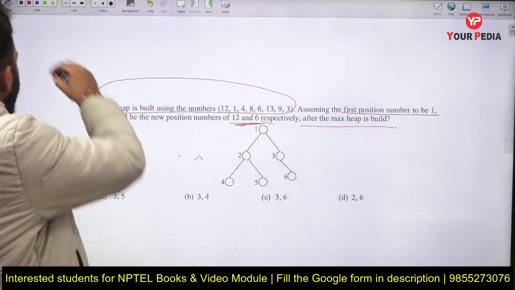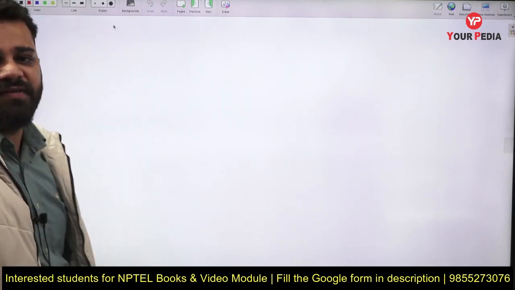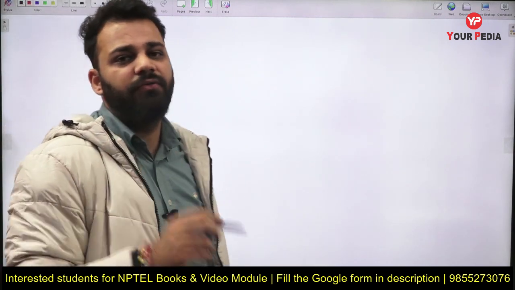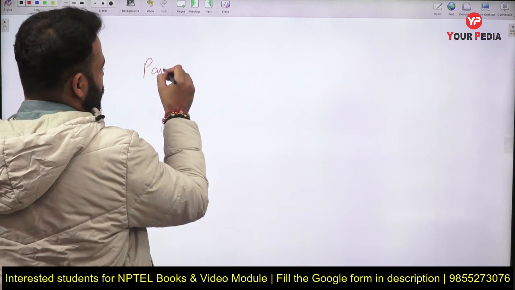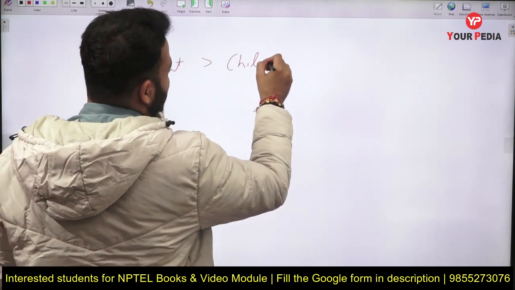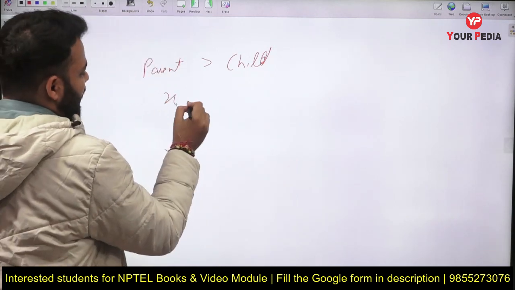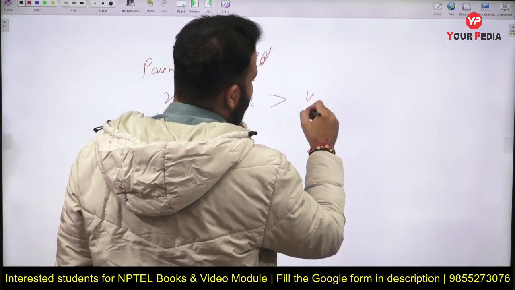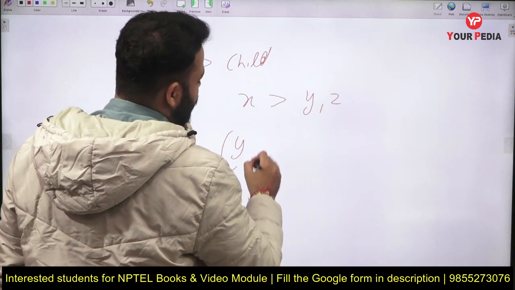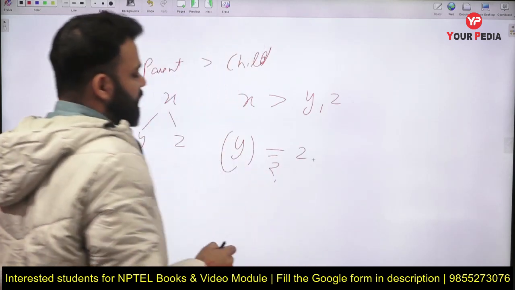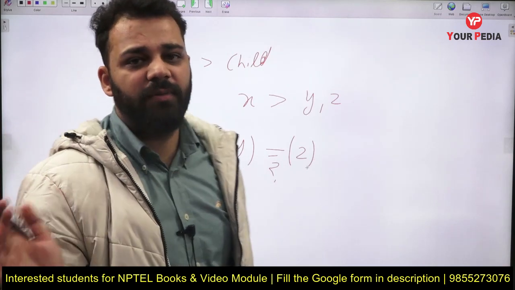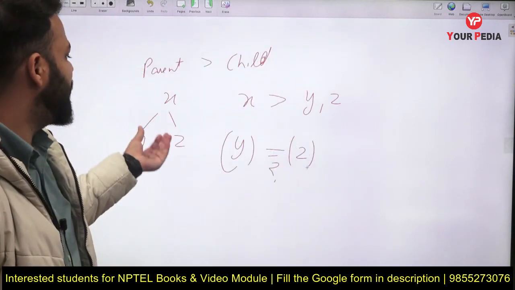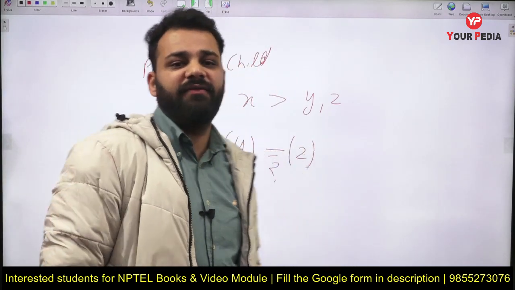In order to solve these types of questions, first you need to understand how max heap works. There is only one property you have to follow in max heap, that is, parent should always be greater than the child value. Let's say that x is the parent and y and z are the children. So x value should be greater than y and z, and there is no relation between y and z. Y and z can be anything. Y can be greater than z, z can be greater than y, they can be equal, anything. But the only property is that the child value should be less than the value of the parent.